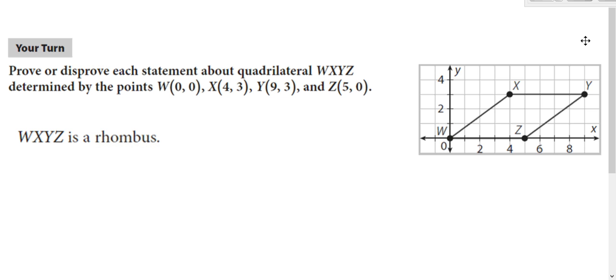So you have to first make sure it's a parallelogram, which is pretty easy. Then you just check if either all four sides are congruent or if the diagonals are perpendicular. So you can take your pick of whichever of those two things you want to check to see if it is a rhombus after we know that it is a parallelogram. If it's a parallelogram, that means that opposite sides are going to be parallel. Or we could also check to see if opposite sides were congruent. That would also mean it's a parallelogram.